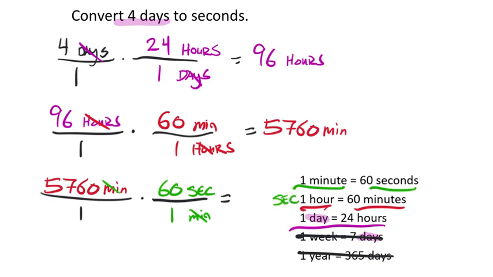So in my calculator, 5,760 times the 60. Notice, again, I'm going back here, but remember, I'm not multiplying the ones because I know 1 times 1 is 1 in the denominator, and that will not actually change my overall answer. But this is the answer that I get right here, 345,600 seconds. Wow. And that's it.